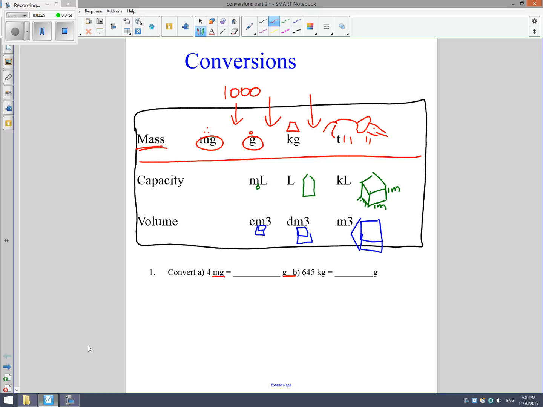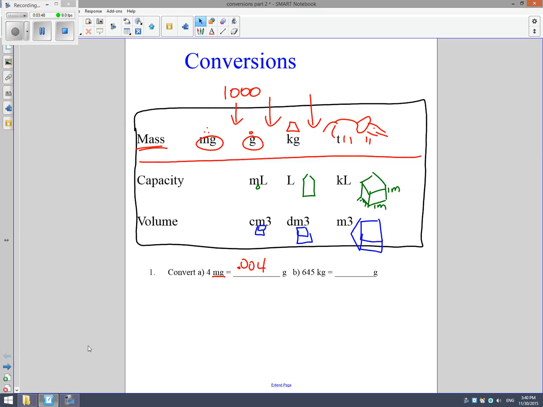So to multiply this number does not make sense. Only dividing 4 by 1,000 makes sense. And of course you take the 4 and you go 2 decimal places or 3 decimal places total, and the answer is 0.004 grams.